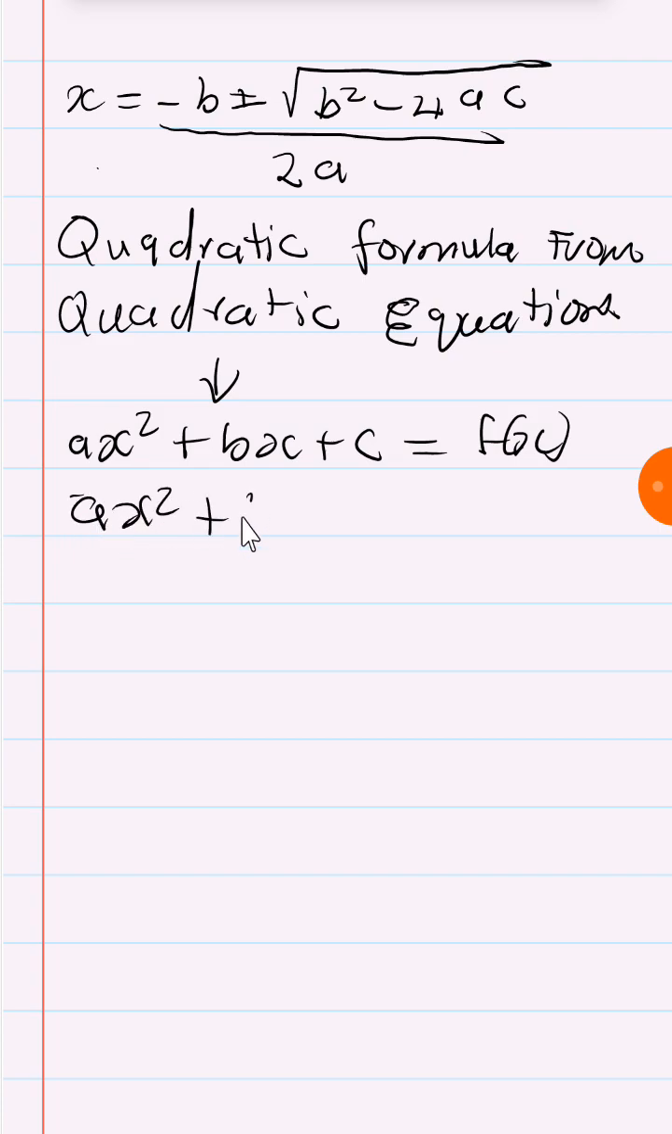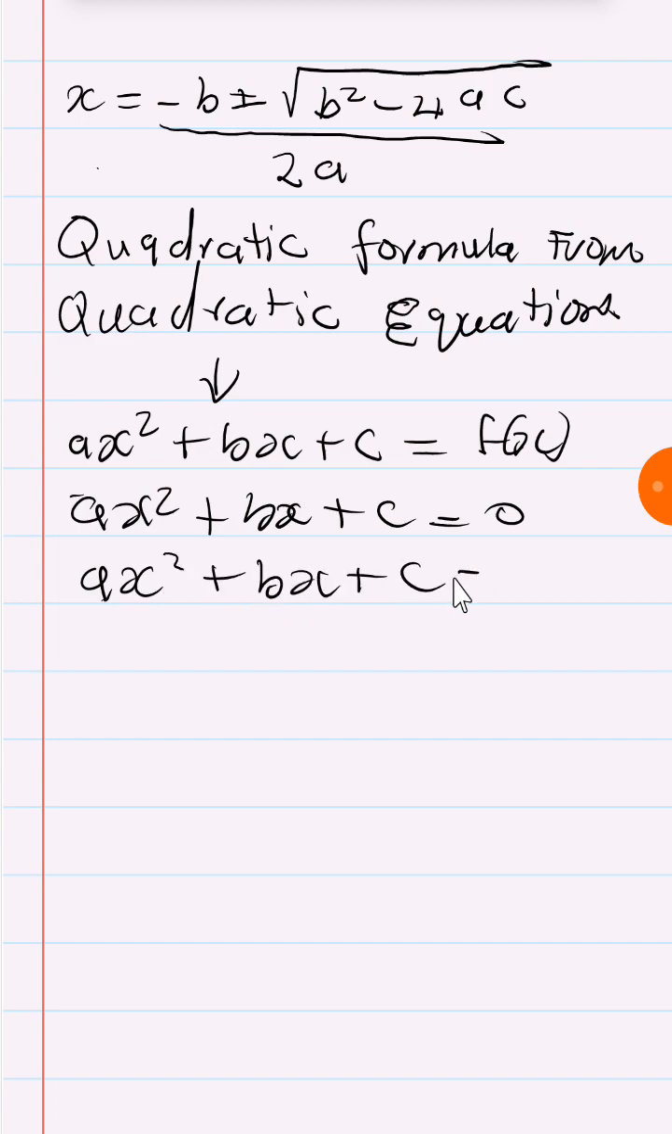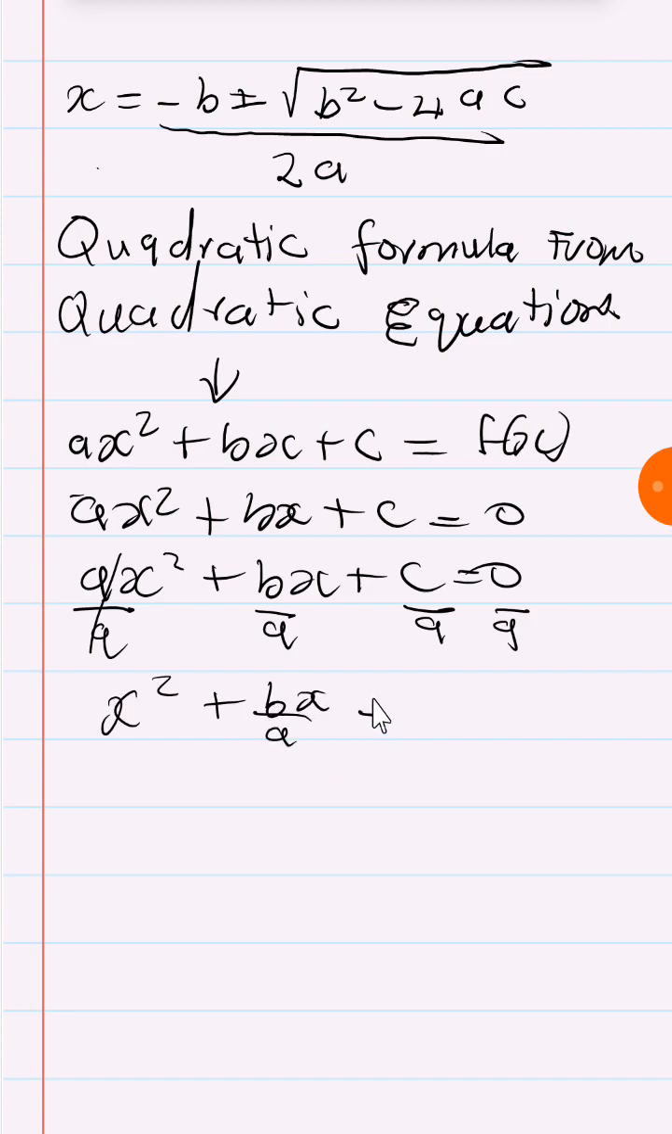ax squared plus bx plus c equals 0. Since f of x is now 0, we can solve for x from the above quadratic equation. ax squared plus bx plus c equals 0. Divide by a throughout: x squared plus bx over a plus c over a equals 0.